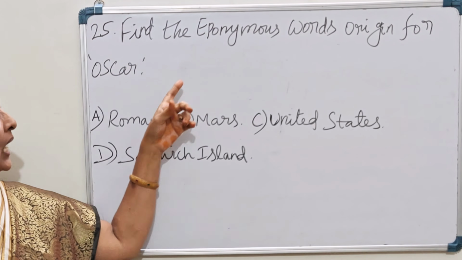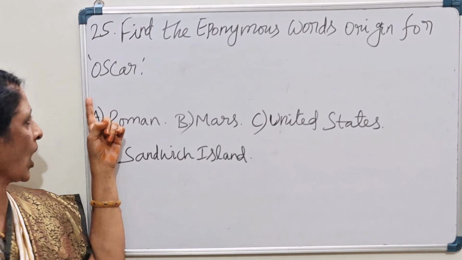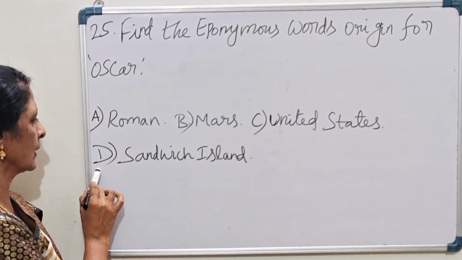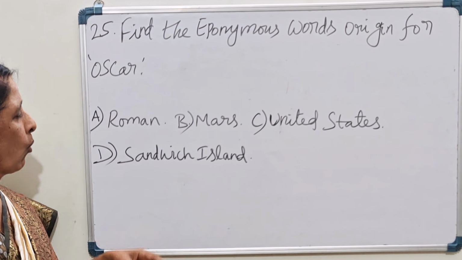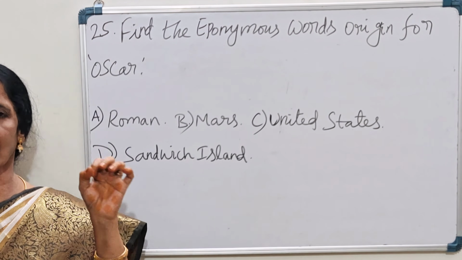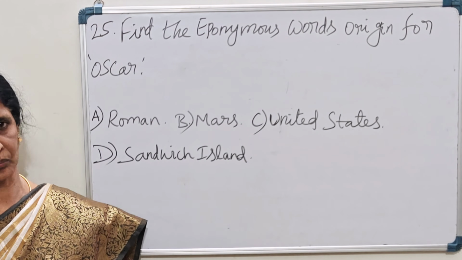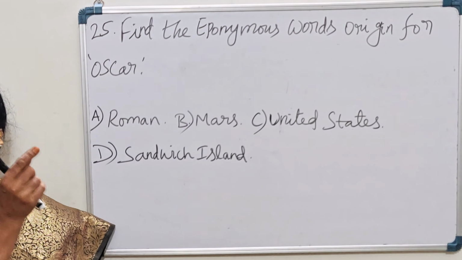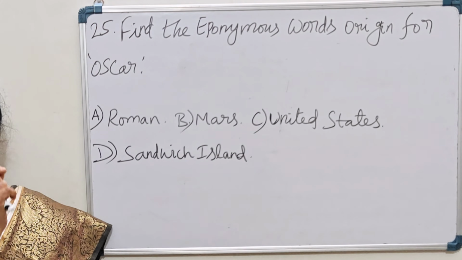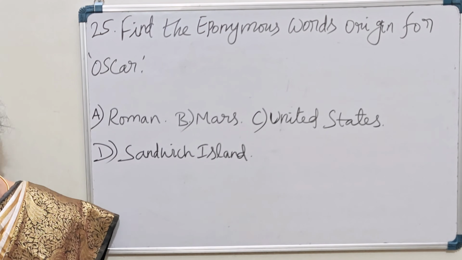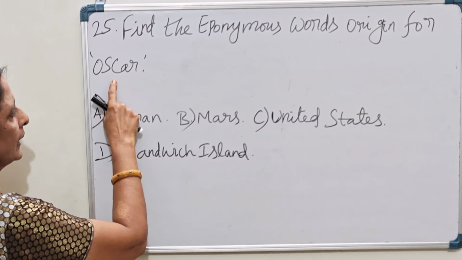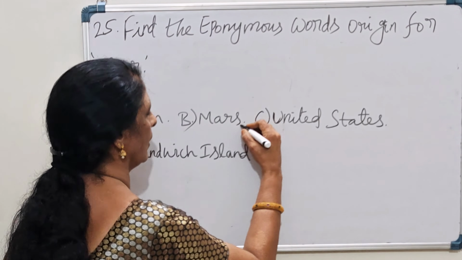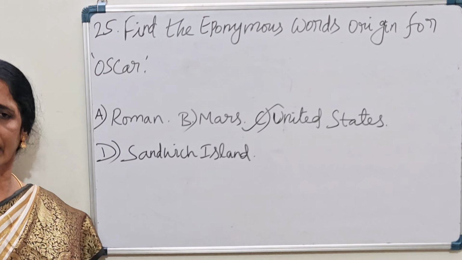25th question. Find the eponymous word origin for Oscar. Options are A Roman, B Mars, C United States, D Sandwich Island. Now what is eponymous? Eponymous is a name derived from a person, place or thing. Now Oscar is a commonly known nickname for the Academy Award, which is a famous American film award. The nickname Oscar originated in the United States. Now the answer is option C, United States.